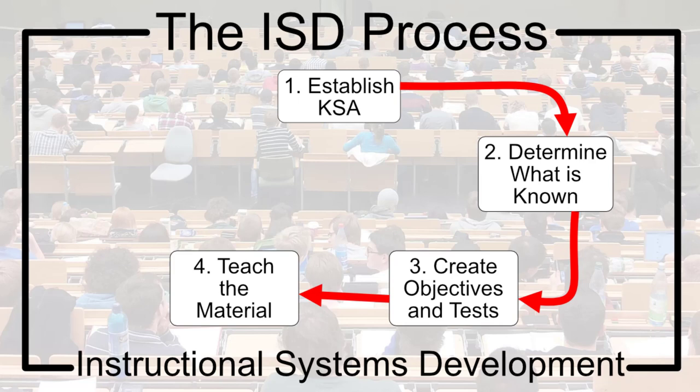And this is why we have the instructional systems development process. You teach the material, you teach the objectives, and you test on the objectives. And I've heard many times people say, but aren't you just teaching the test? And the answer is absolutely not. You're teaching the objectives and you are testing the objectives. And that is when you have valid assessments, valid teaching, and valid testing.